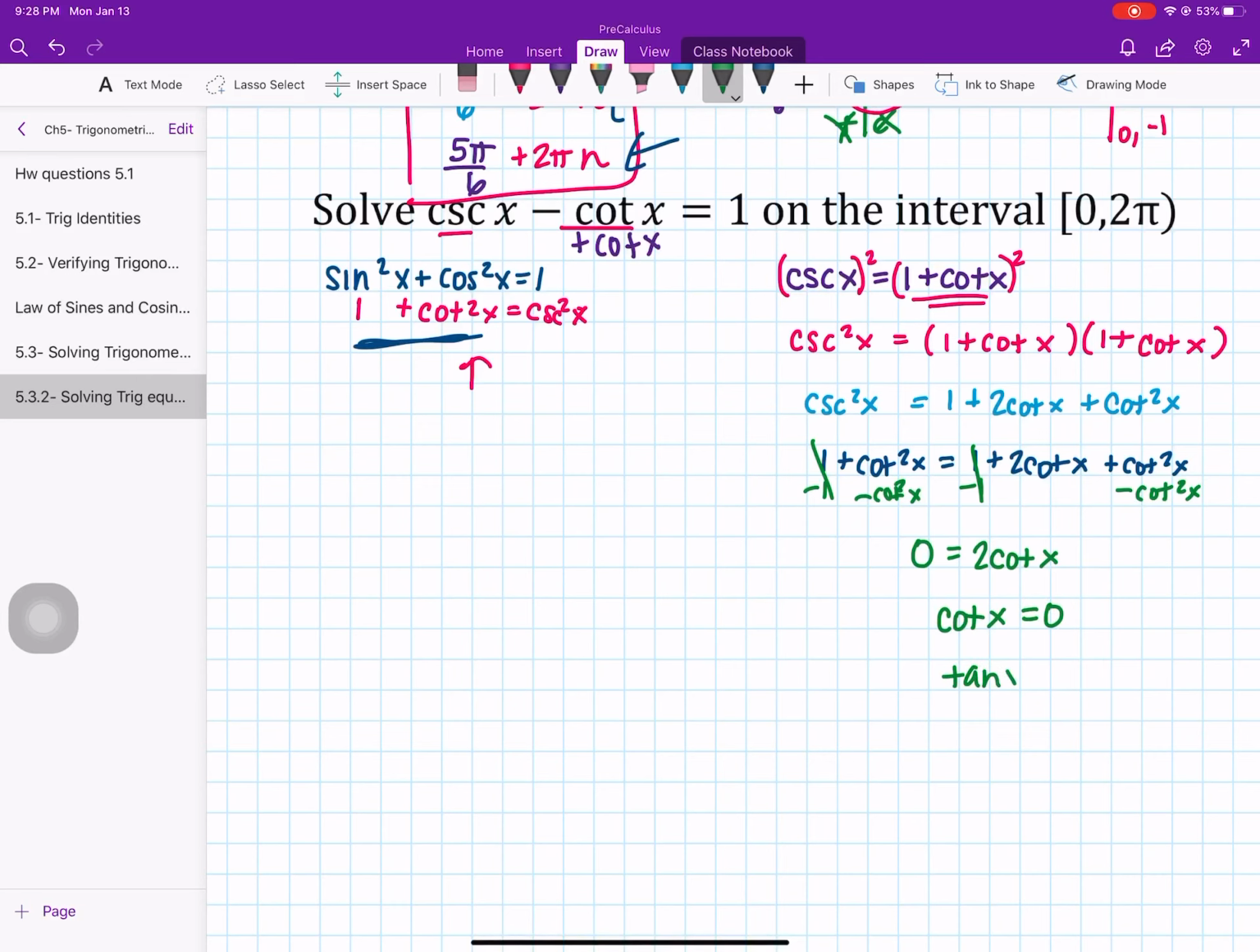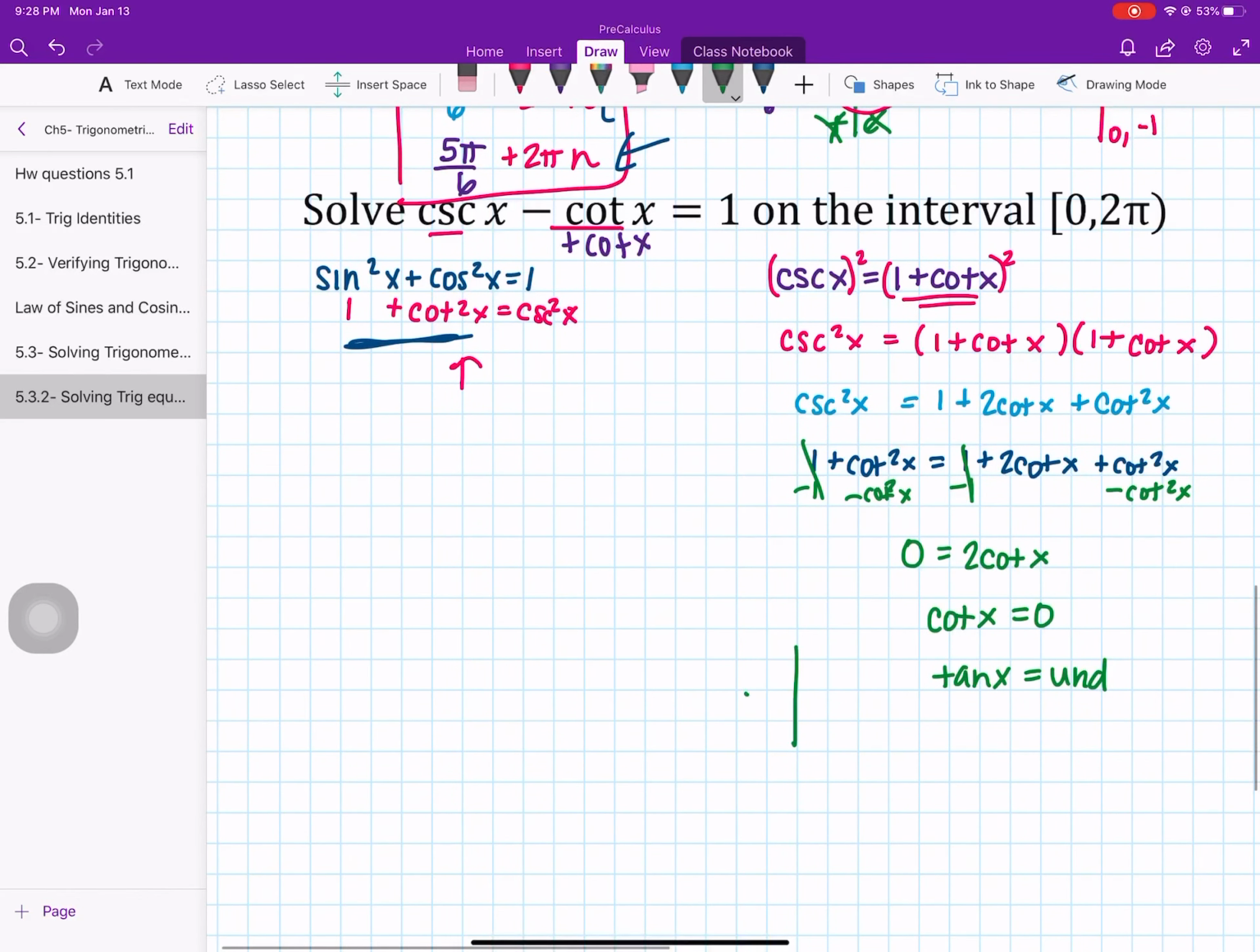Which means my tangent, because again, I don't like to think of things like cotangents. I like to think of things as tangents. Which means my tangent is then undefined. Which means this angle has to be on a quadrant, because that's where I get undefined tangents. So remember, when tangent is undefined, you've got sine over cosine, and you have a 0 in the bottom of the fraction. So I'm really looking where cosine is 0, which is here and here.